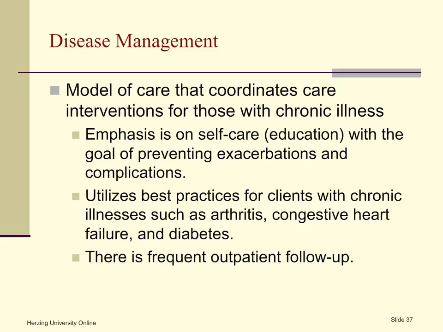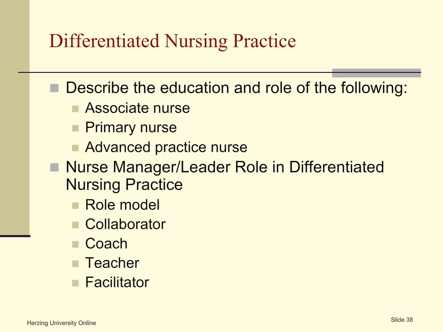Disease management is often found in the management of a group of clients with a comparable disease. It's a model of care that coordinates care interventions for those with chronic illnesses. In such a delivery model, there are frequent follow-ups, there's an emphasis on self-care, and it utilizes best practice for clients with chronic conditions. The other major hybrid is differentiated practice. What does the text suggest as the primary differences among these roles?